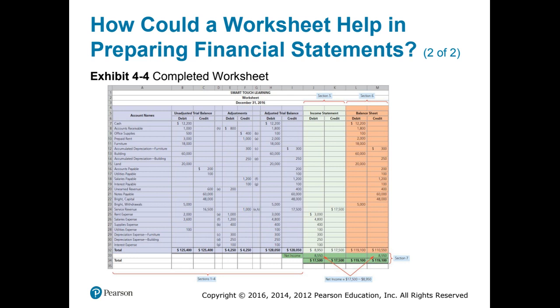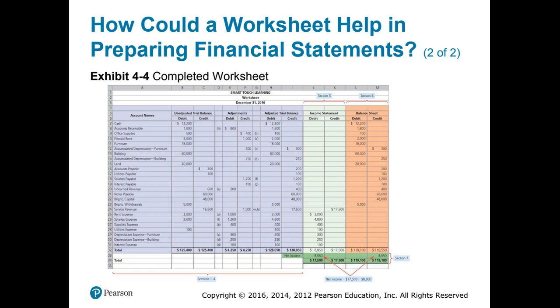Does anybody not see that? Does anybody have questions? Okay, because I know there are a lot of accounts on this worksheet. So I just want to make sure. We're looking at the light green and the orange columns, and we're determining either income statement, which is light green, or balance sheet, which is orange.